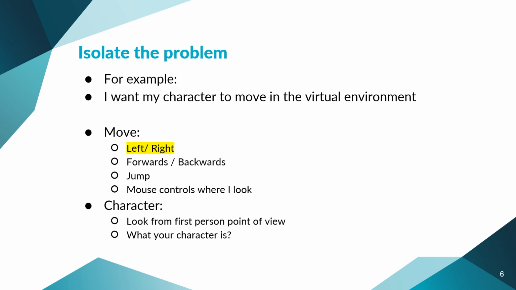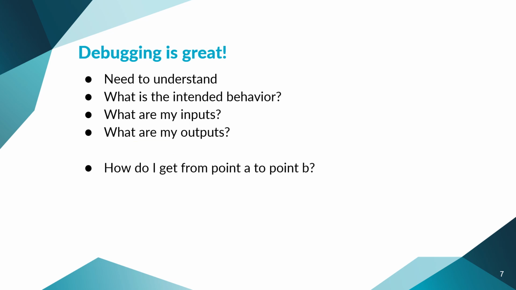The next step we want to take is to isolate the problem. It's hard to try and do everything all at once. So the first step that we want to do is just see how we can move a character left and right. Let's pretend that I've coded it up.